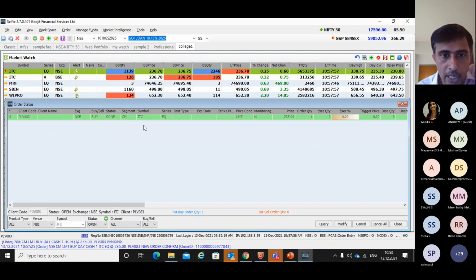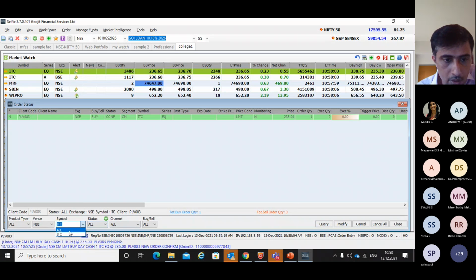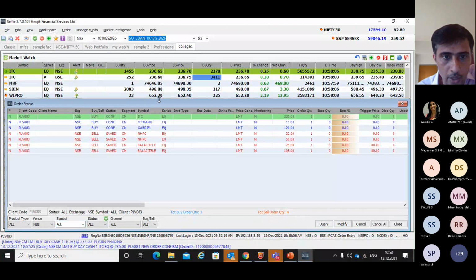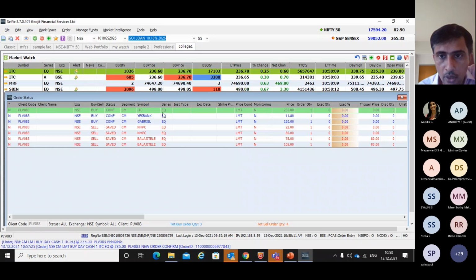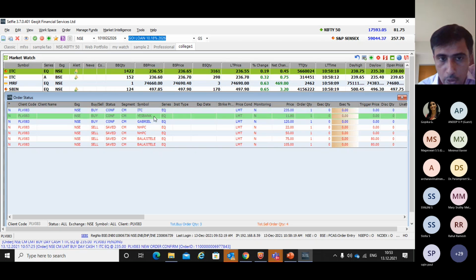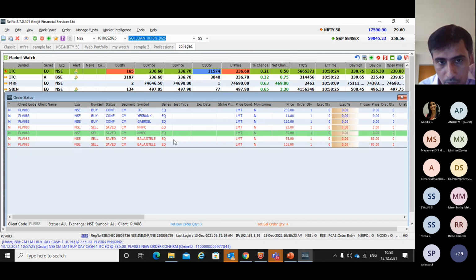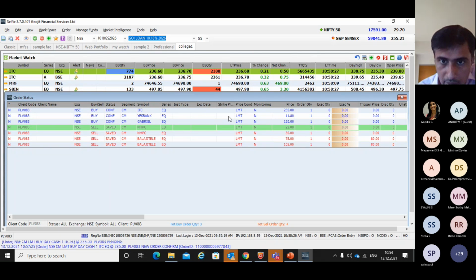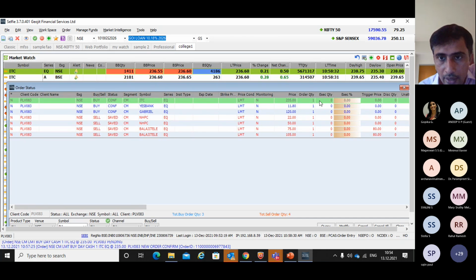So this is the order which I have placed. I have some other orders also placed. These are the orders which I have placed in the exchange today. This is the ITC order which we have placed at 235 for one share. I have other shares also which I have placed before, like Yes Bank, Gabriel, NHPC, Balaji Tele. These are some of the orders which I have already placed in the system, and the ITC order, for example purposes, is already lying here.